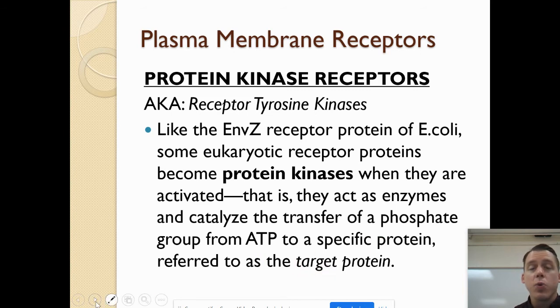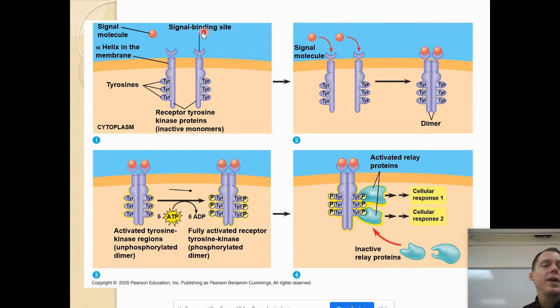So let's find out how this works. Okay, so we'll look at a picture first. First of all, we have the protein kinase receptors. Notice they're separated a little bit, but not by much. We have a signal molecule. This is the appropriate signal for the receptor. There's actually an alpha helix shape in the membrane. That's not too important, but just some connection there.